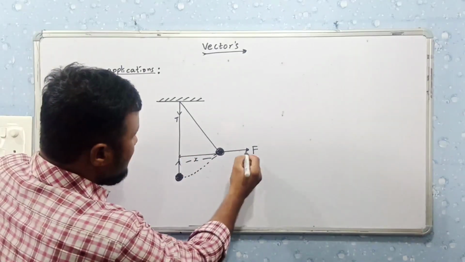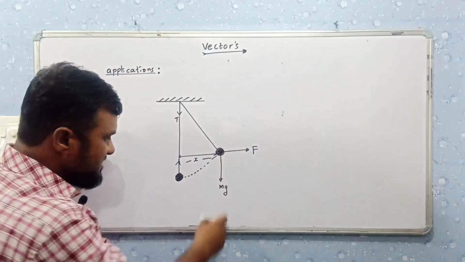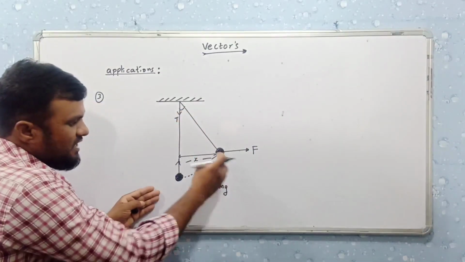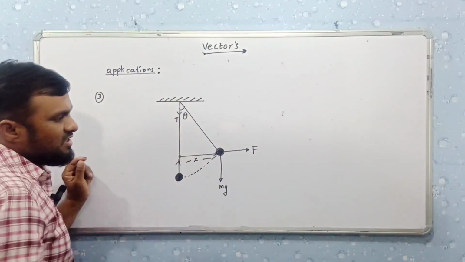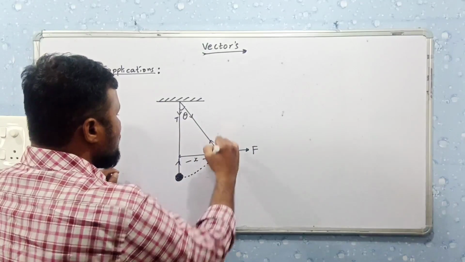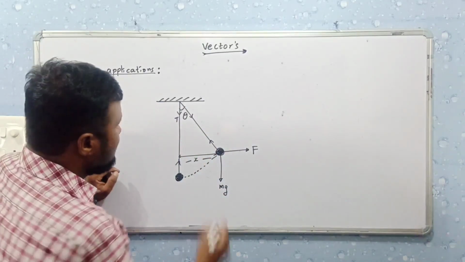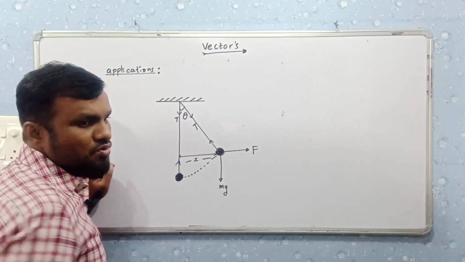Understand? As weight mg always acts downwards, weight mg is acting downward. After moving this much displacement, it is making an angle theta with the vertical. Now over here we are going to split the tension in the string into two components. Tension T, I want to split T into two components.